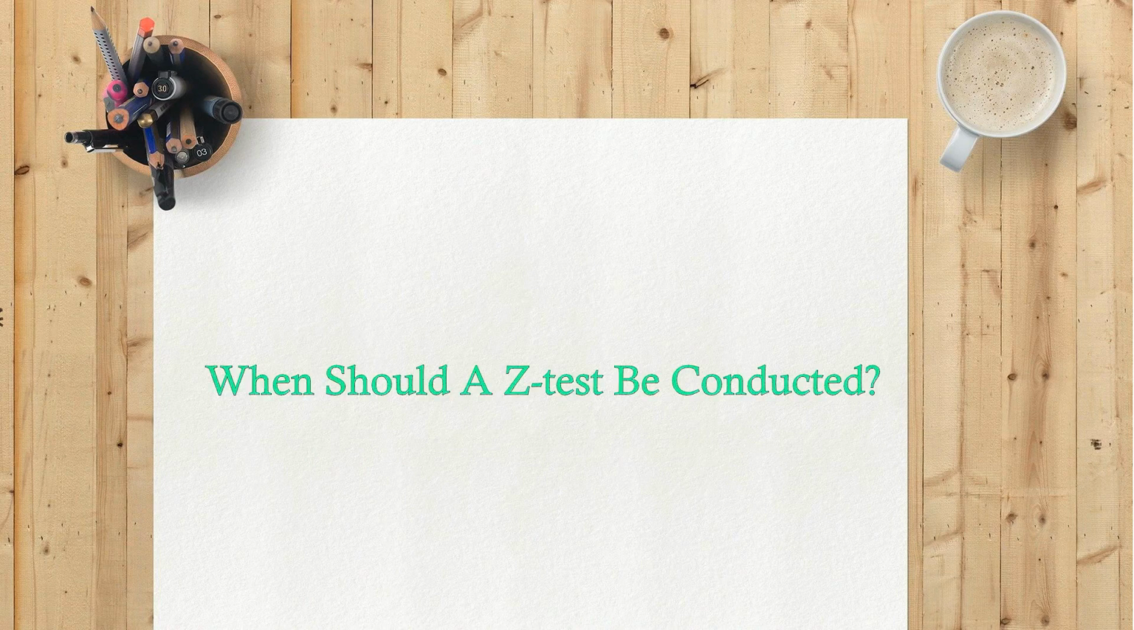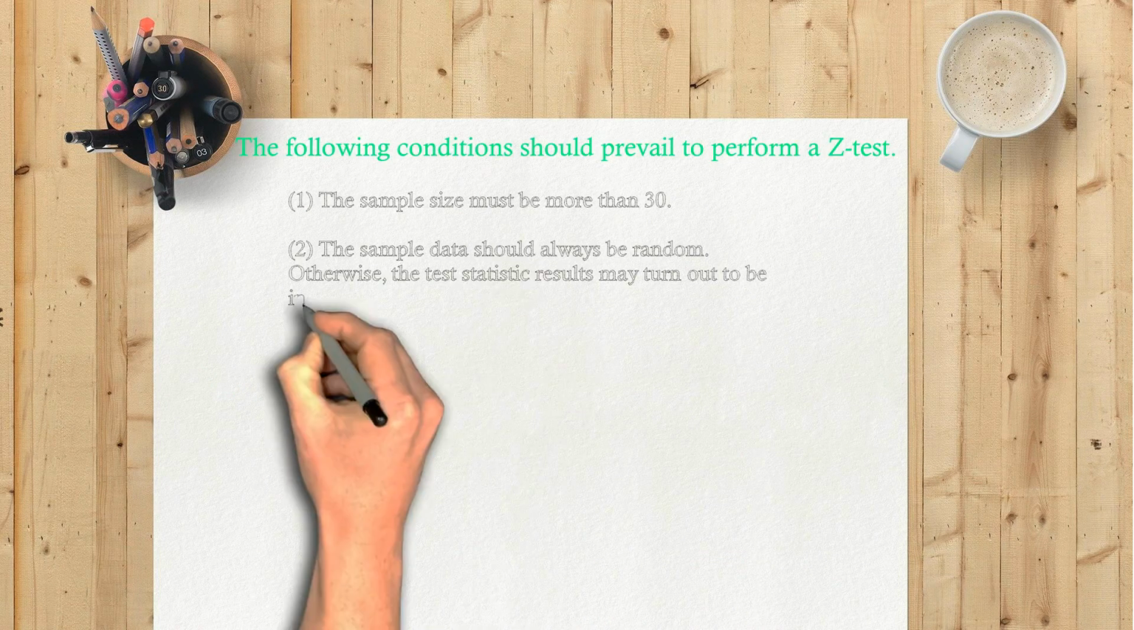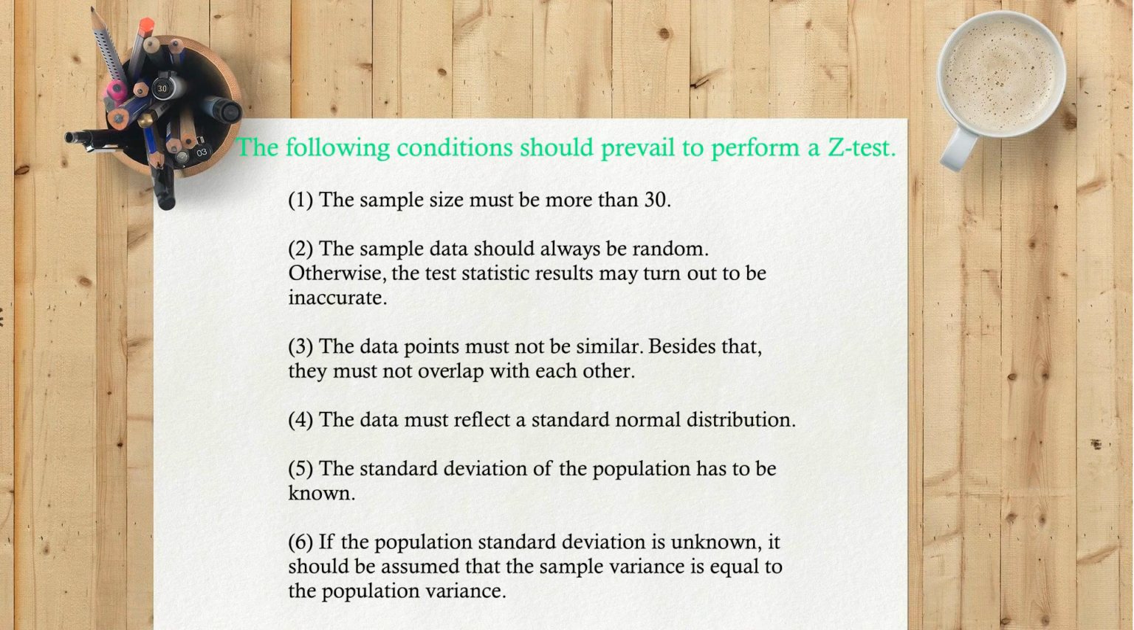When should a z-test be conducted? The following conditions should prevail to perform a z-test. 1. The sample size must be more than 30. 2. The sample data should always be random. Otherwise, the test statistic results may turn out to be inaccurate. 3. The data points must not be similar. Besides that, they must not overlap with each other.